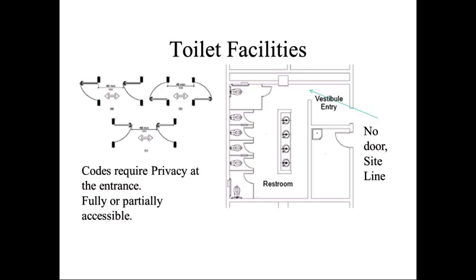So this next is just kind of showing you, of course, a little bit of a layout. One of the things that you have to look at: codes require privacy at the entrance. So you see right here, there's no door sight, but you can't see into the restroom because this second wall, of course, hinders your view into the actual area that's there. So there's sink areas and others. So you've got to kind of make sure.